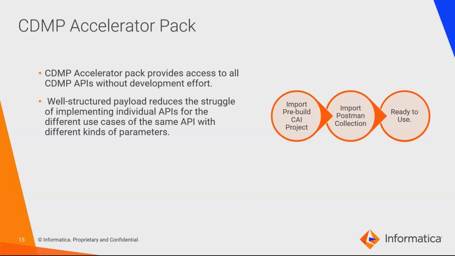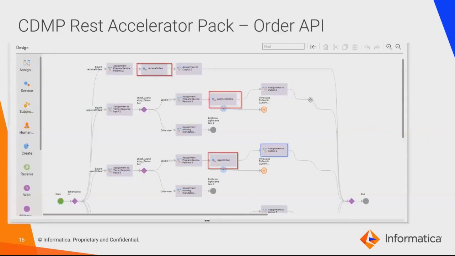Let me show some screenshots that can help you. Let's say this is the order API. Once you import the CDMP order API in CAI, you will see that there are various system services designed here. One is retrieve order, approve order, reject order, and there will be fulfill order. This is how the order API will look, with all the sections implemented.